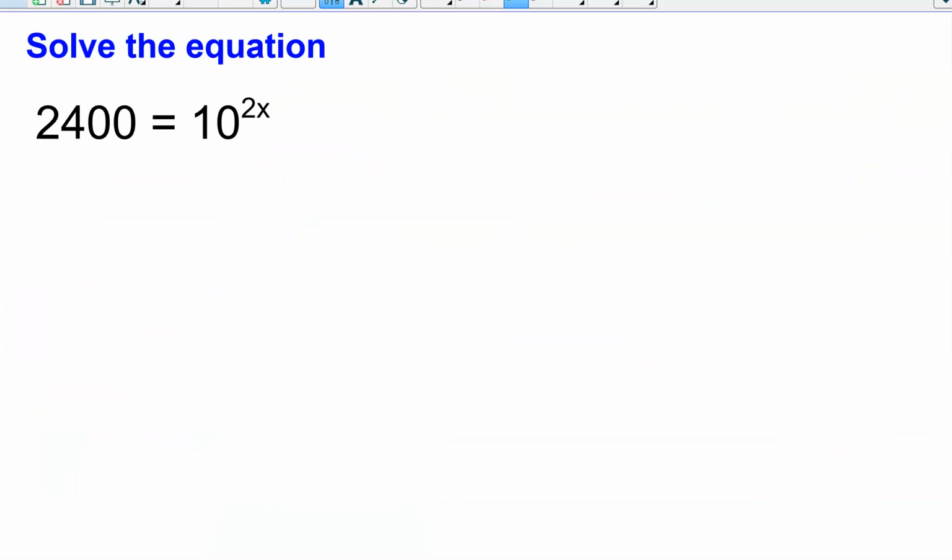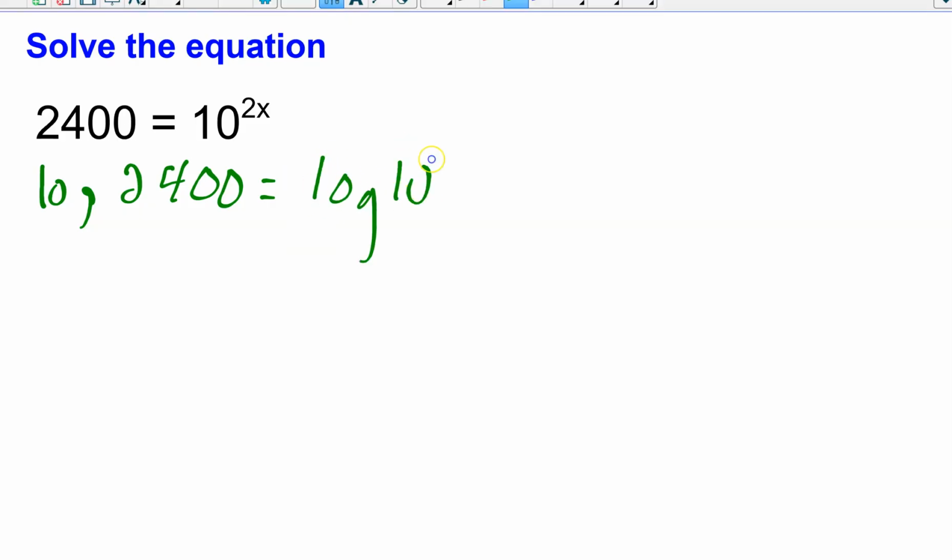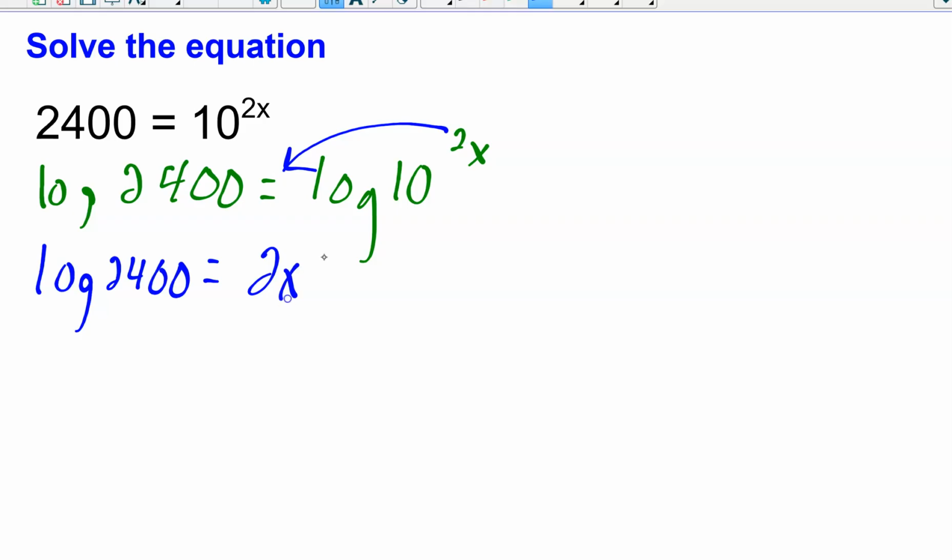All right, let's look at the next one. Same thing, the variable ends up being in the exponent. The only way to bring it down is to log both sides. And then we're able to bring that down. So now we have the log of 2400 equals 2x times the log of 10. Log of 10 is 1 again, so you could just drop that off at this point if you wanted to.